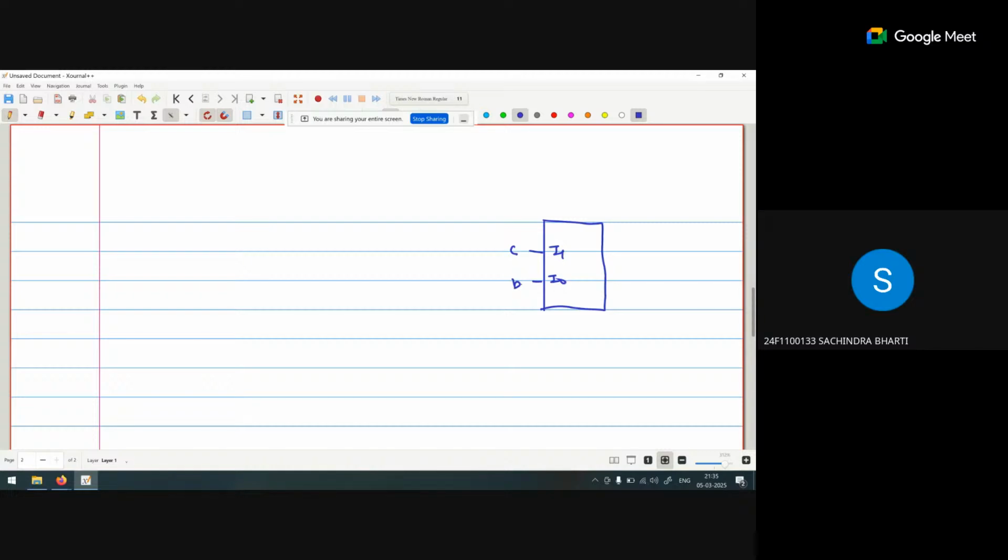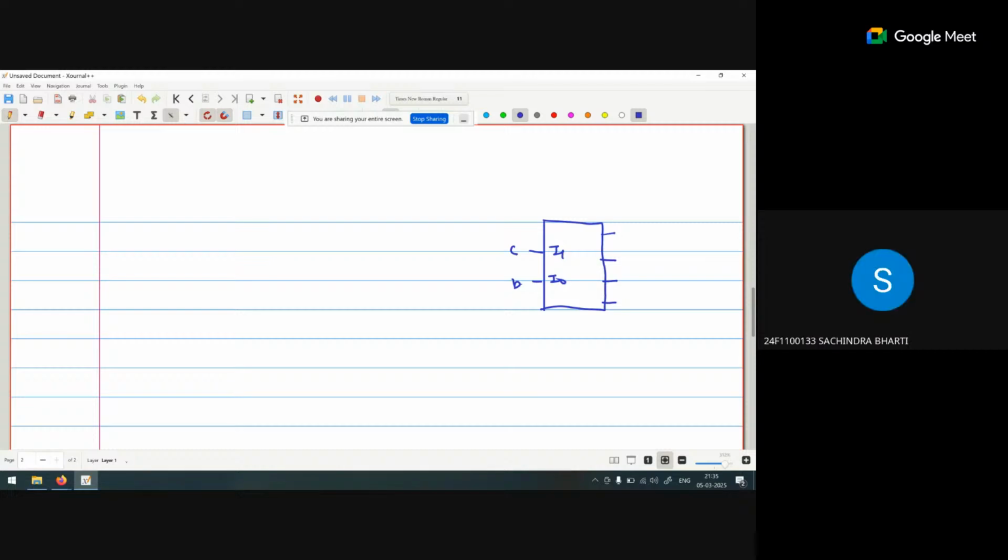So the first doubt is, sir, if nothing is given, C and B are the inputs and I1, I0 are there. Does this mean that I1 is the higher bit or I0 is the higher bit? Nowhere is it mentioned which is LSB and which is MSB, sir. What is the meaning of this I1 and I0? It is a decoder, sir. But what is the meaning of I1 and I0?